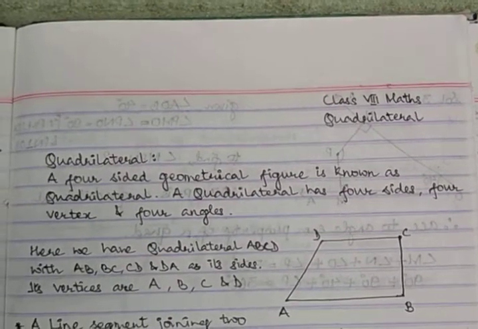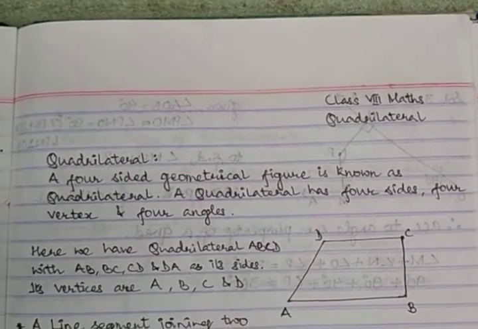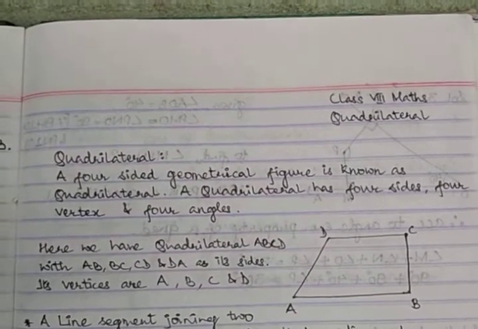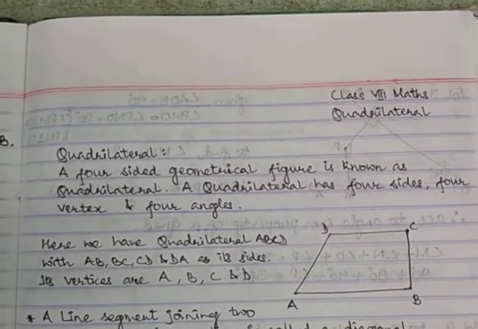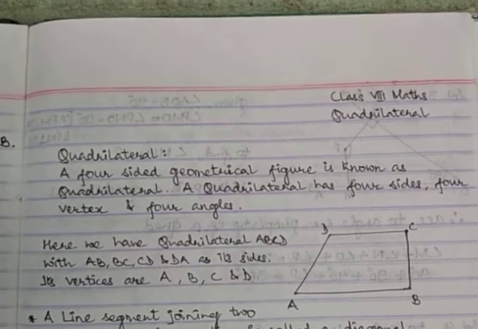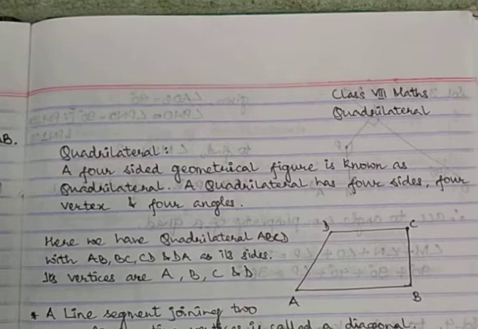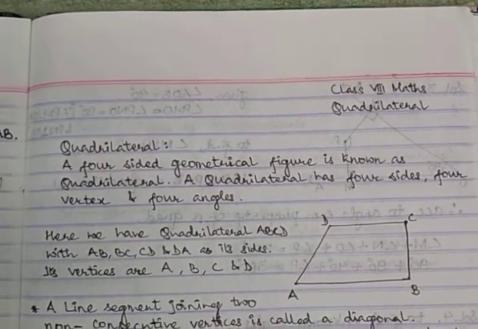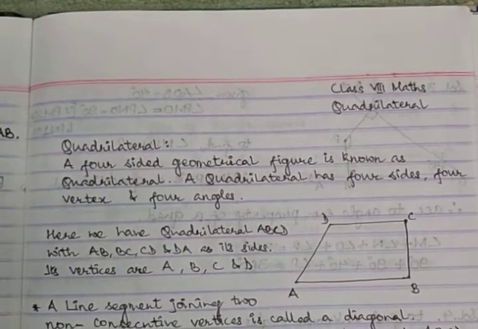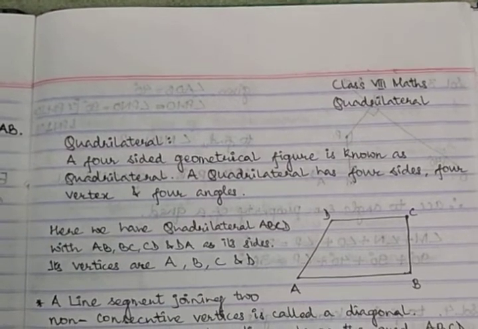Since we are doing the geometry section and we have already finished the triangles part in the previous video, I hope you kids have gone through the previous video as well. This one will be dealing with quadrilaterals, a four-sided geometrical figure.